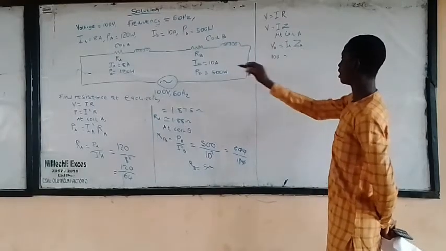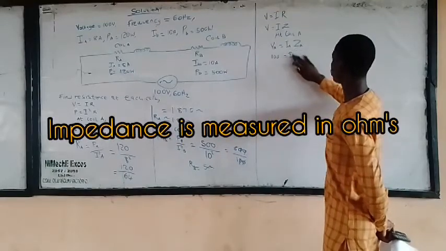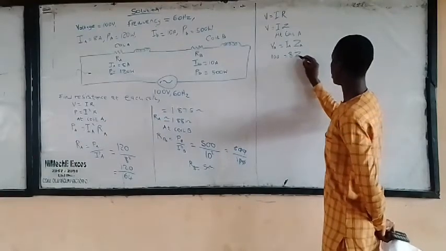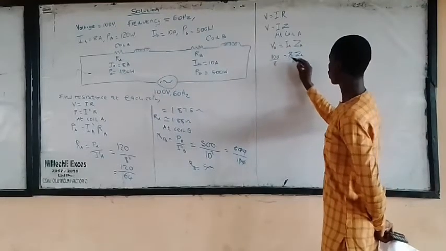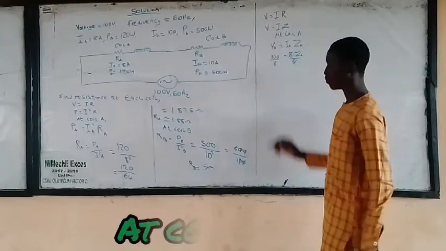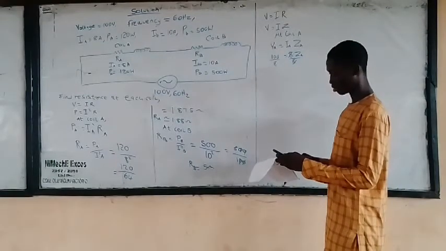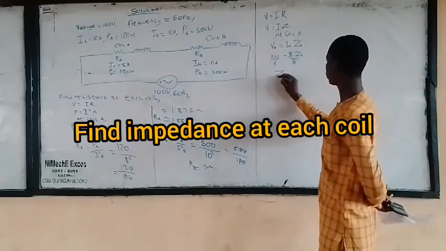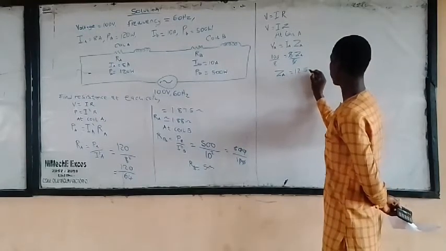And A is what? It's 8 ampere. It's 8 ampere times ZA. So if I divide both sides by 8, this will cancel this. So ZA is corresponded by 8. So 100 divided by 8, I have 12.5. So impedance at point A is equal to 12.5 ohms.